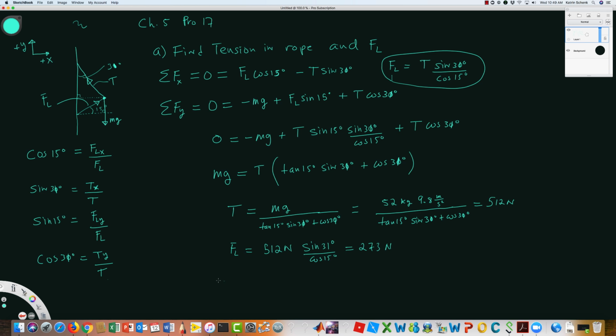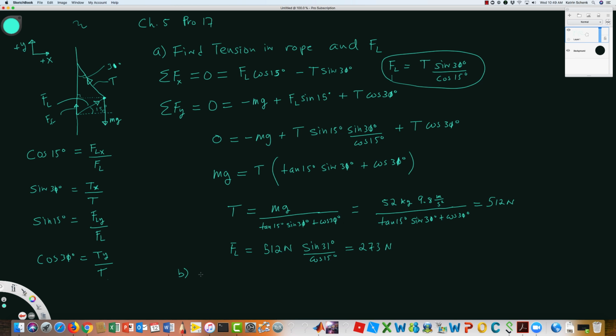All right, so the next part of the question, B, is asking about the minimum friction. Right, it says, what is the minimum coefficient of friction between her shoes and the cliff to keep her up? Okay. So remember, the friction is going to act up in this direction, right? So this is your frictional force.